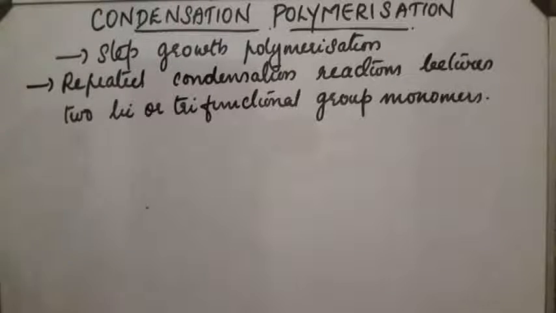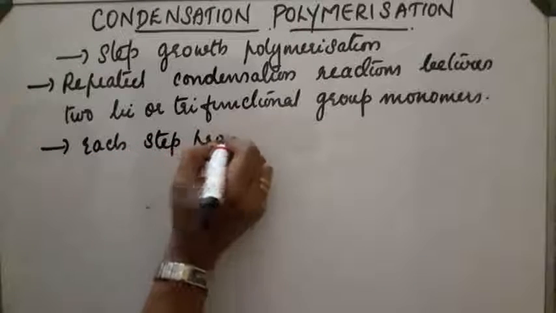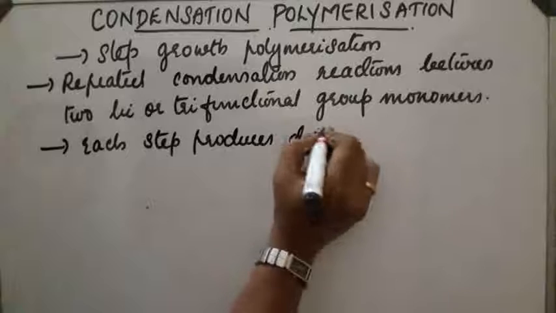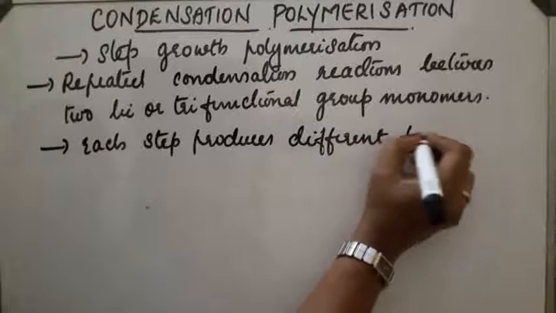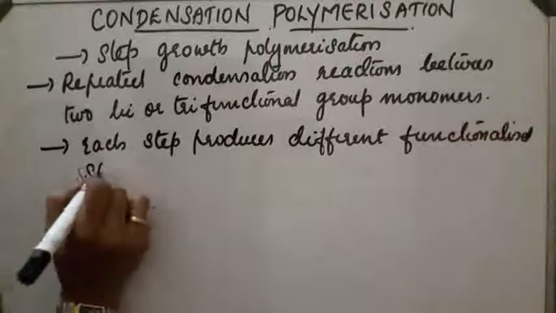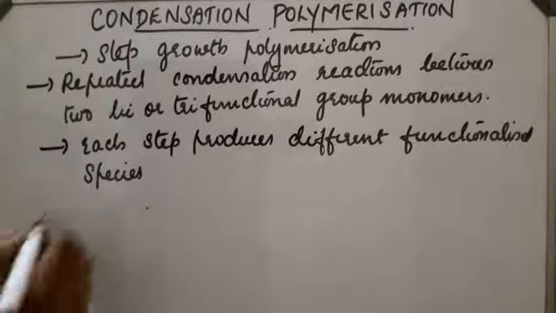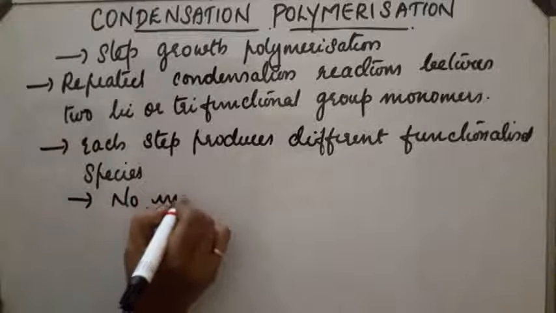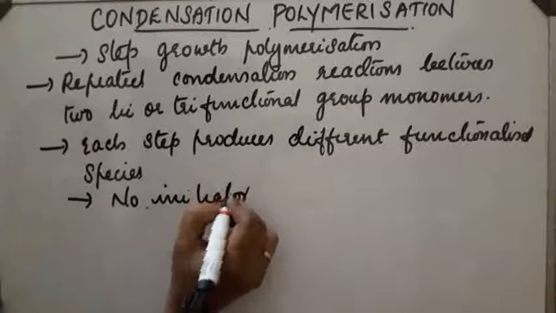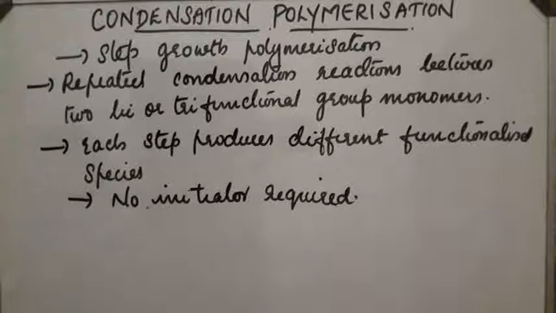different functionalized species which are independent of each other. And these species obtained are independent of each other, and so it is called step growth polymerization because it takes place in different steps. And in this reaction, no initiator is required, and this takes place in a stepwise manner.